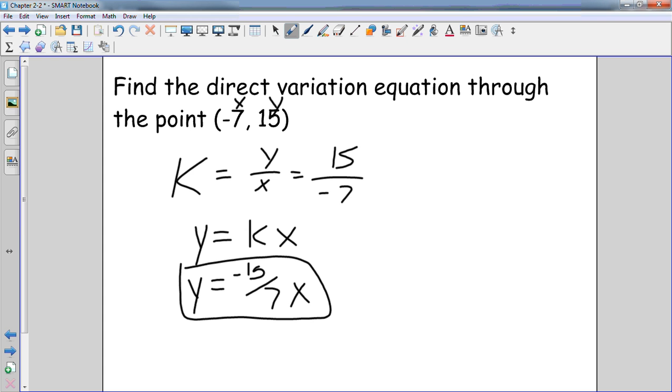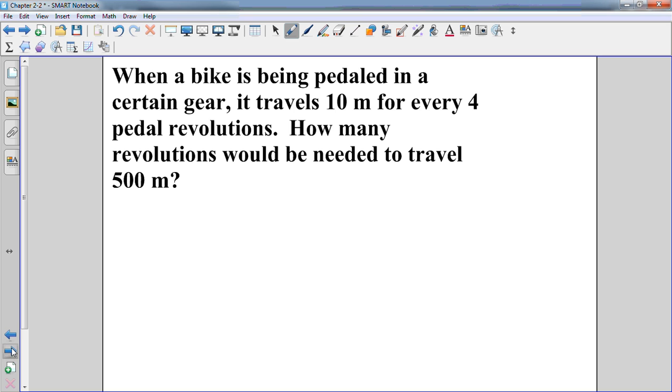What about this one? The last problem, oh yeah, I'll just do that one real quick. Okay, when a bike is being pedaled in a certain gear, it travels 10 meters for every 4 pedal revolutions. Okay, you guys know what a revolution is? Yeah. It's every time you go around with your pedals in a circle. Okay, that's a revolution. So if I go around in a circle 4 times, my bike is going to go 10 meters in this certain gear.